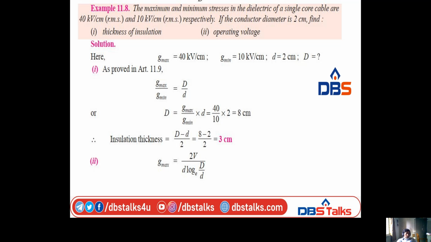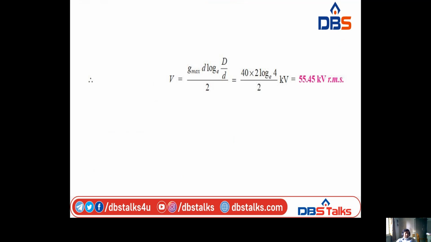So G maximum is equal to 2V by small d log capital D by small d. From that, V is equal to G maximum into small d into log capital D by small d base E, by 2. That is G maximum 40 into 2 log 4 base E by 2 kV, that is equal to 55.45 kV RMS.